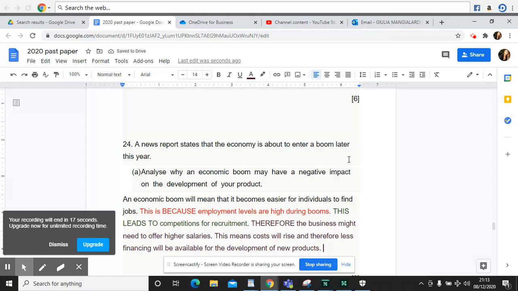This is a difficult question, girls, but this is a nice way to secure the marks. We're talking about employment because that's an easy thing that you can chat about.